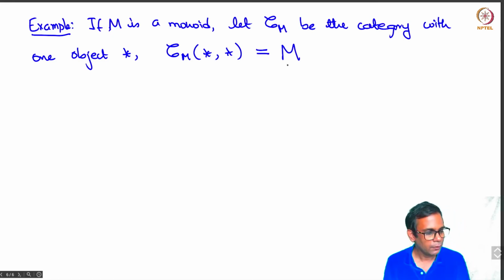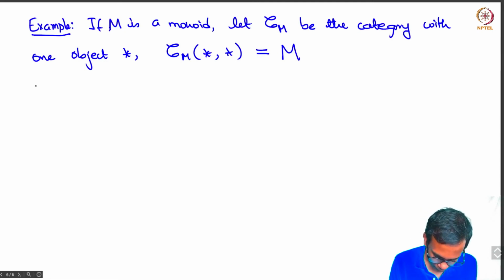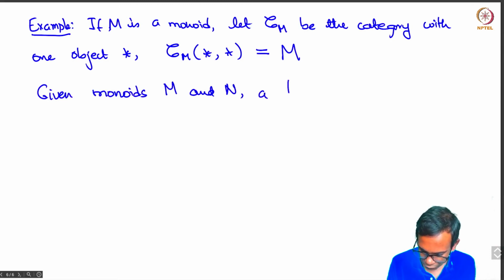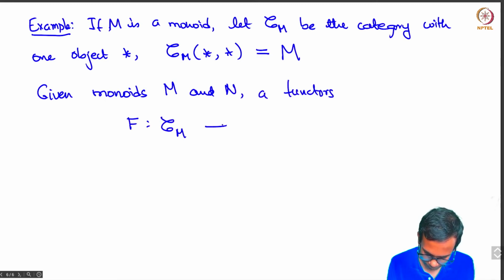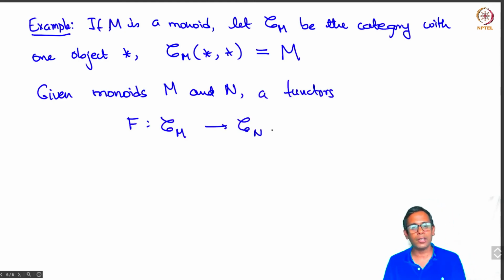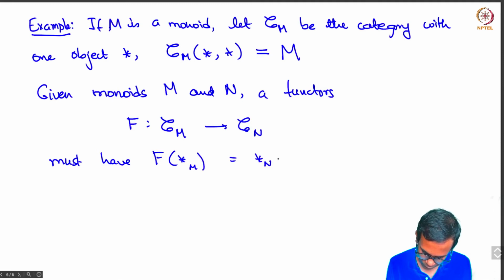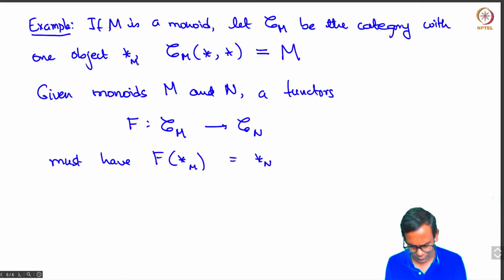Okay, and so now we can ask what are the functors from a category C_M to a category C_N. So recall, given two different monoids M and N, a functor, let's say F from C_M to C_N. Well, there's not much it can do at the level of objects. F of star, this is the star of M, must be equal to the star of N.